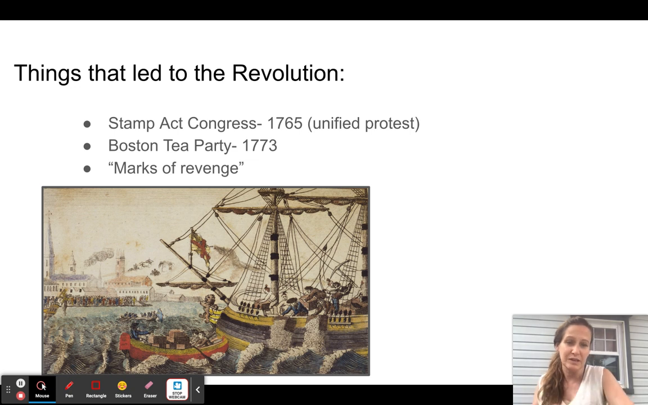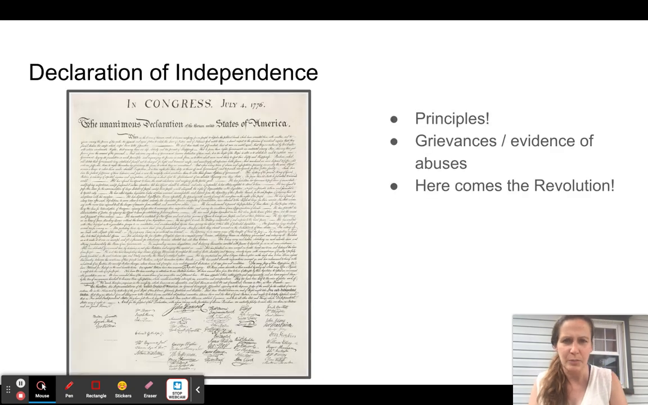And as a result of this, the British stepped up their game. They intensified their actions against the colonists, specifically the ones up here in Massachusetts. And Sam Adams described them as marks of revenge, right? Like those Intolerable Acts, like you're just trying to get revenge on us. So you should know about those ones.